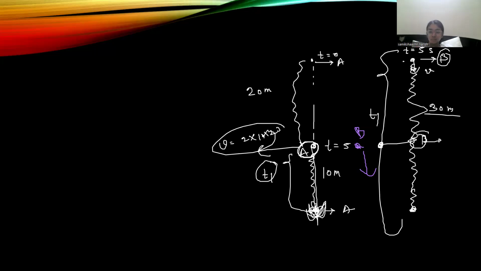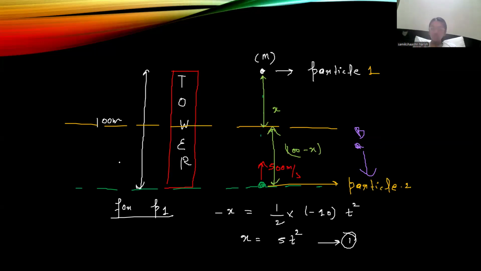Because at t equal to 5 second, A has certain velocity. It can collide only when the velocity of B is more than that at t equal to 5 second. Even if you drop from this point, particle B never collides, because its initial velocity is 0, but A has certain velocity initially.